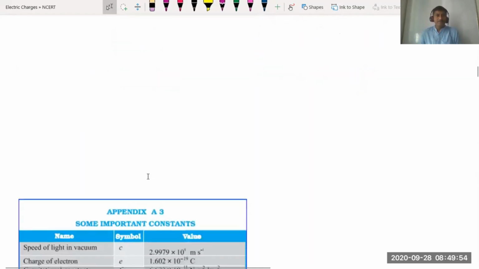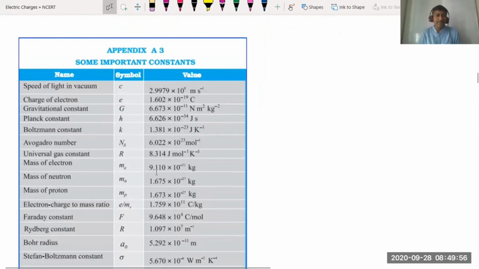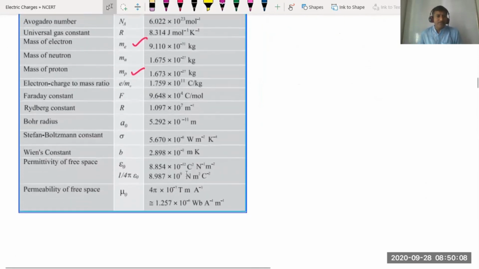Here you see the table, the required ones. The charge of electron, e into e, is there now, and next the gravitational constant is there. Next the mass of electron is there, next the mass of proton is there, and also the next constant, this one, K, is there now. So these parameters are required. So what are these values?